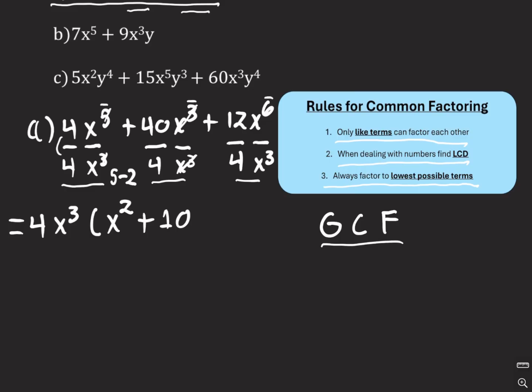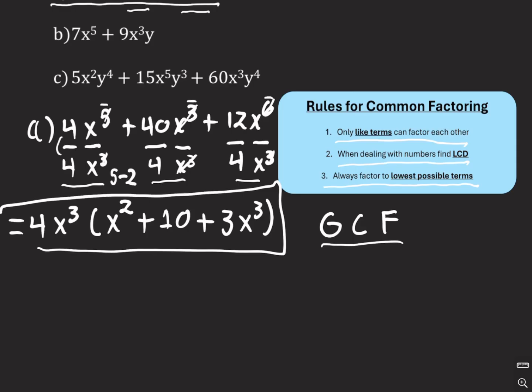So we just have 10 in that next term there. In our last term, 12 divided by 4 is 3, and x to the 6 divided by x to the 3, well, like we said before, if it's exponents and they're dividing, it actually becomes subtraction. So this will be x cubed. And that's the answer to our first question there.